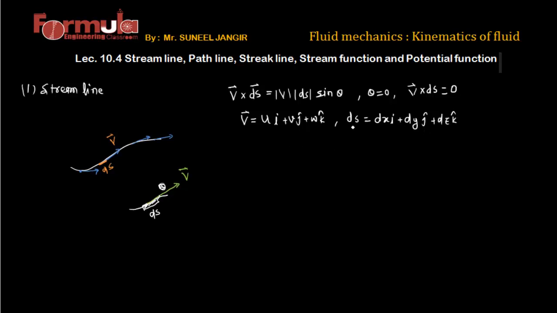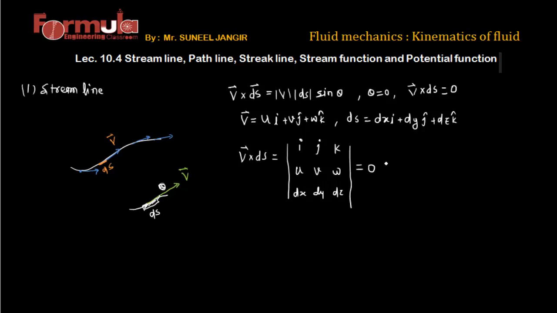Okay, we have defined this one. So when we are doing the cross product, we can write v cross ds as a vector product with i, j, k here. Then for v we can write u, v, w. For ds we can write dx, dy, and dz. And for the streamline this is 0 here. So let's do the cross product here.